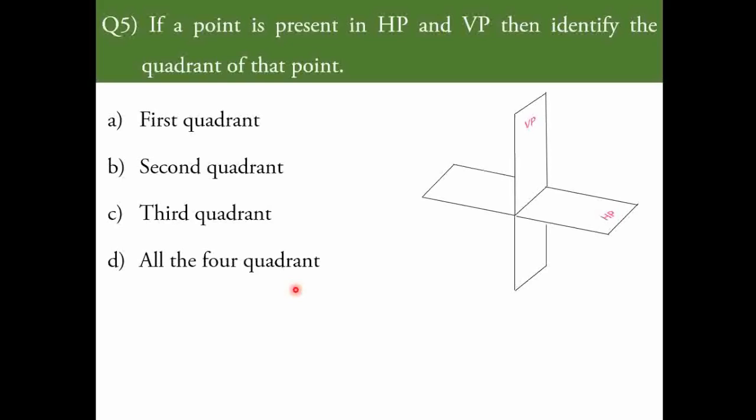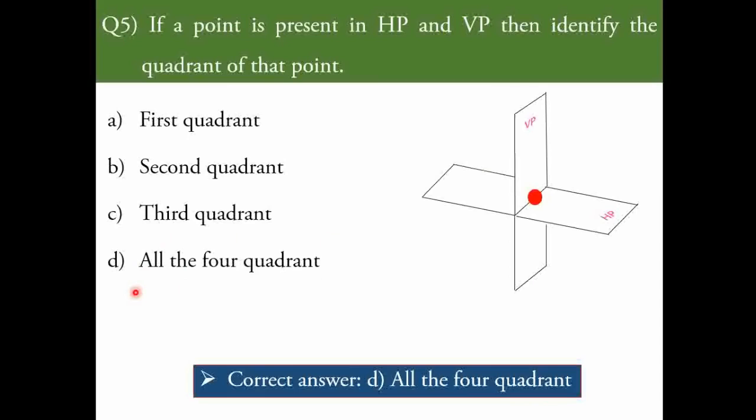This is the horizontal and vertical plane which indicates the four quadrants, and as per the condition of the point in HP and VP, the condition is nothing but where the horizontal plane and vertical plane intersect. That is the final position, means on the reference line. This line is called the reference line, means the point is present somewhere here. Suppose this is the point which is present in the HP and present in the VP. So it is generally present on the reference line, and the reference line is common to all the four quadrants. So the correct option is that such a point is present in all the four quadrants. Option D is correct, all the four quadrants.